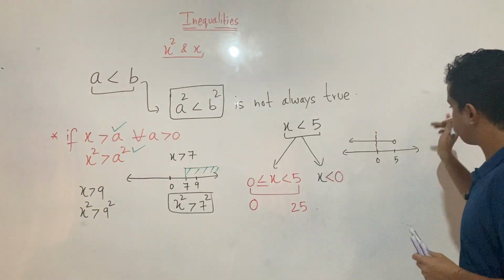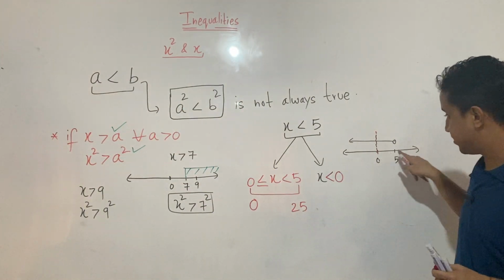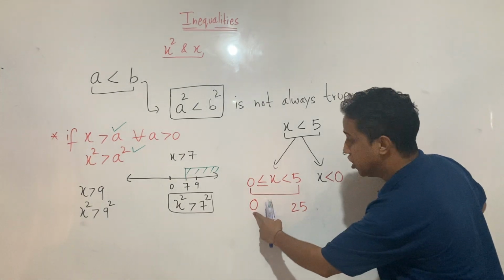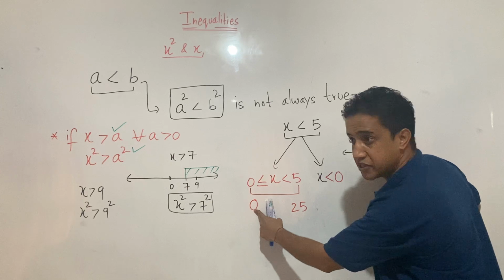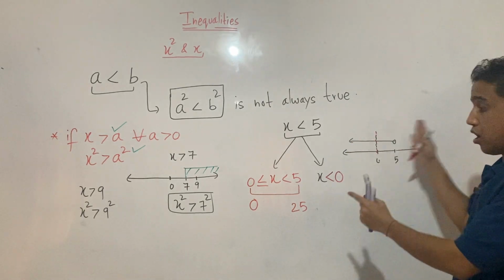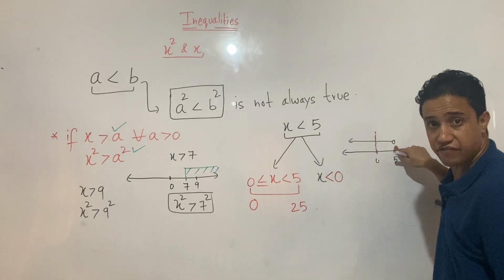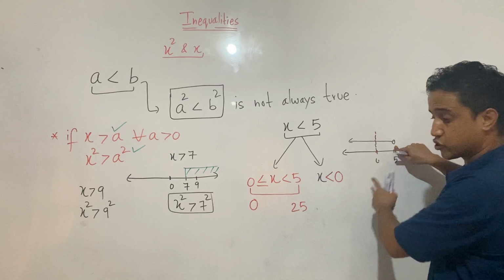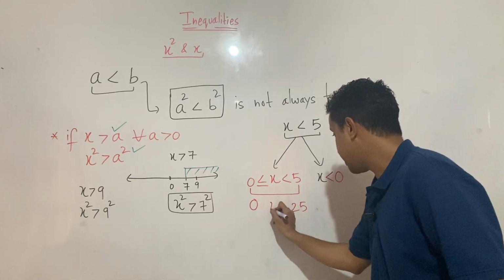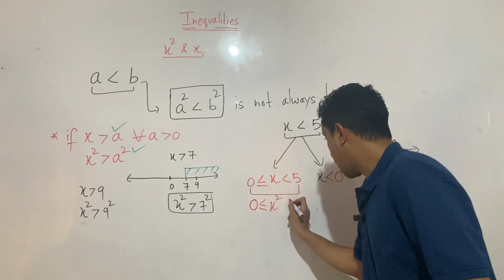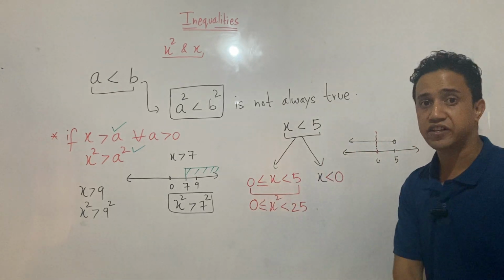Because see here, this is 0 and this is 5. So the minimum value is at x equal to 0, where x square is going to be 0, and the highest value in the interval of x is at x equal to 5, where x square is going to be 25. So I would say x square will lie between 0 and 25, including 0.